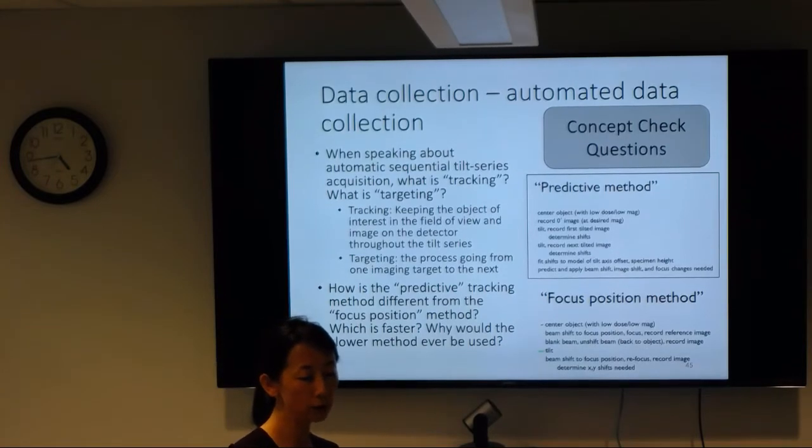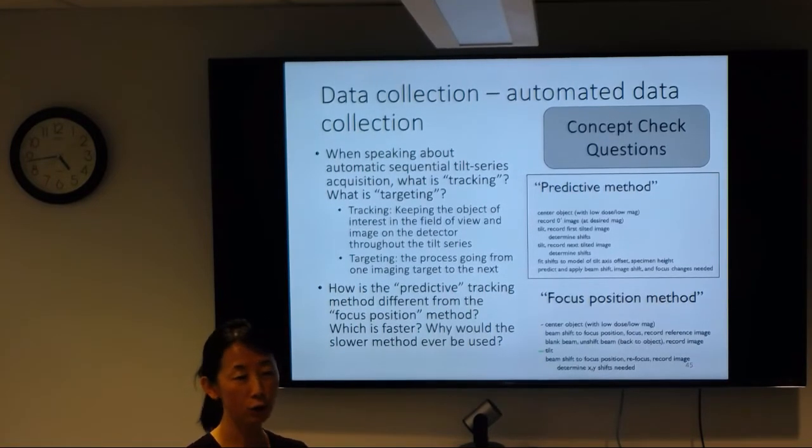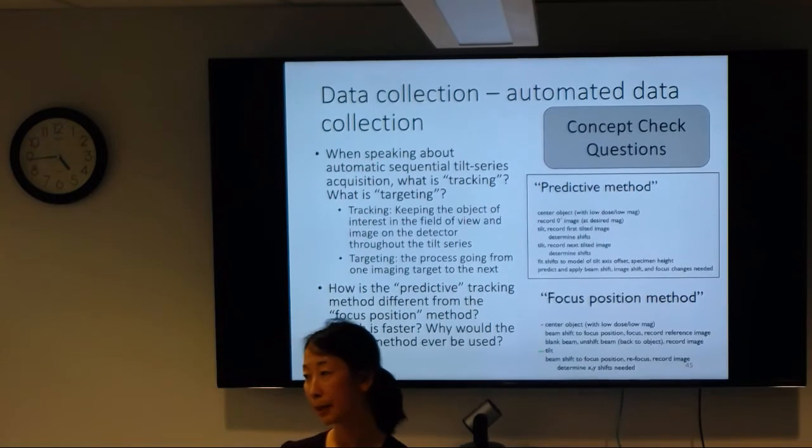Compared to the predictive method, you have to jump between the tracking and your imaging area at least a couple of times for every tilt, right? So it's going to be longer to finish one tilt series. But if you have a Tundra 20, as most people do. Okay, any question about this?